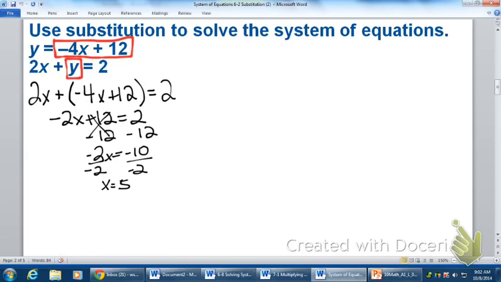Now, once I have my value for x, how could we figure out the value for y? Yes, all you have to do is plug it in.